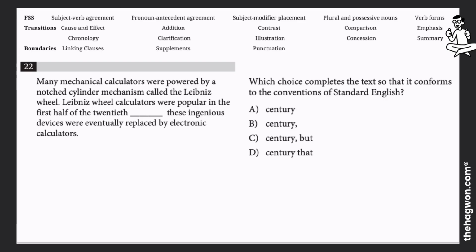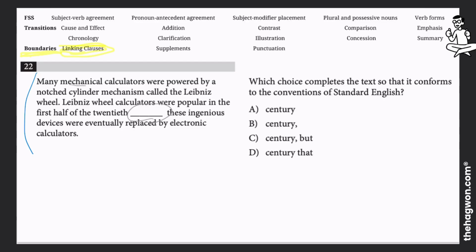Question 22 is one of those questions they call linking clauses, as part of the boundaries question. And that means when you're linking clauses, the most important part about these questions is that you have to read well and comprehend the sentence so that we know how to best join these two parts, which are considered clauses.